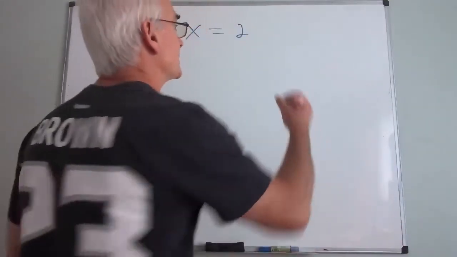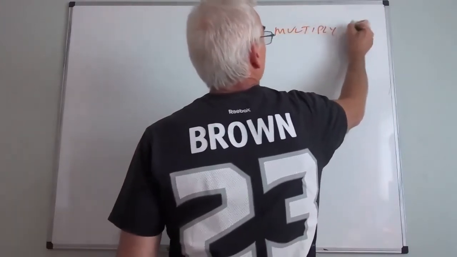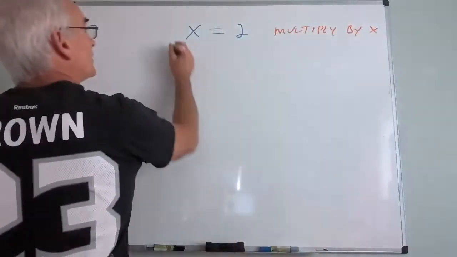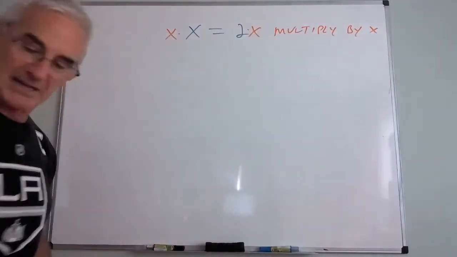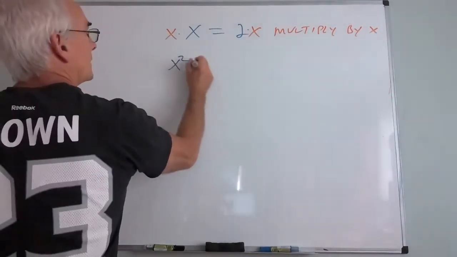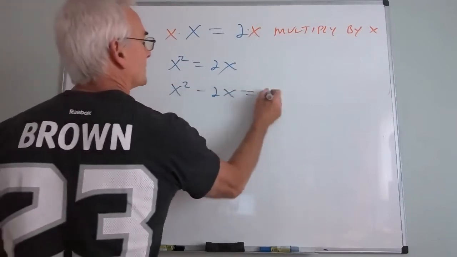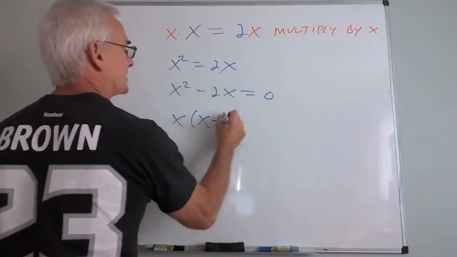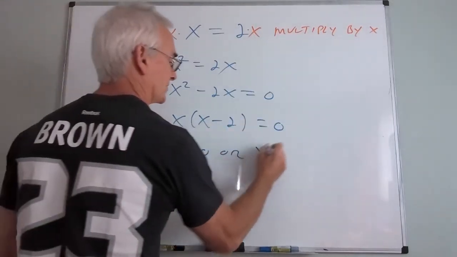So just for the heck of it, let's multiply both sides by X. I want to multiply both sides of this by X. And it doesn't matter which side I multiply because multiplication is commutative. Okay, great. So now I've got X squared equals 2X. And that's X squared minus 2X equals 0. That's X times (X minus 2) equals 0. So X equals 0 or X equals 2.